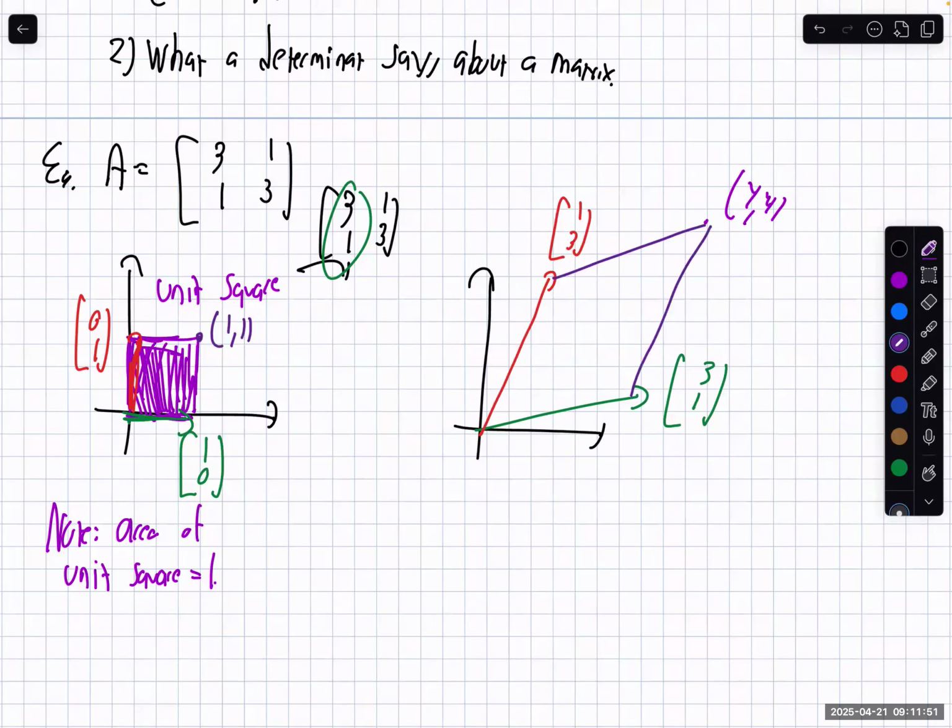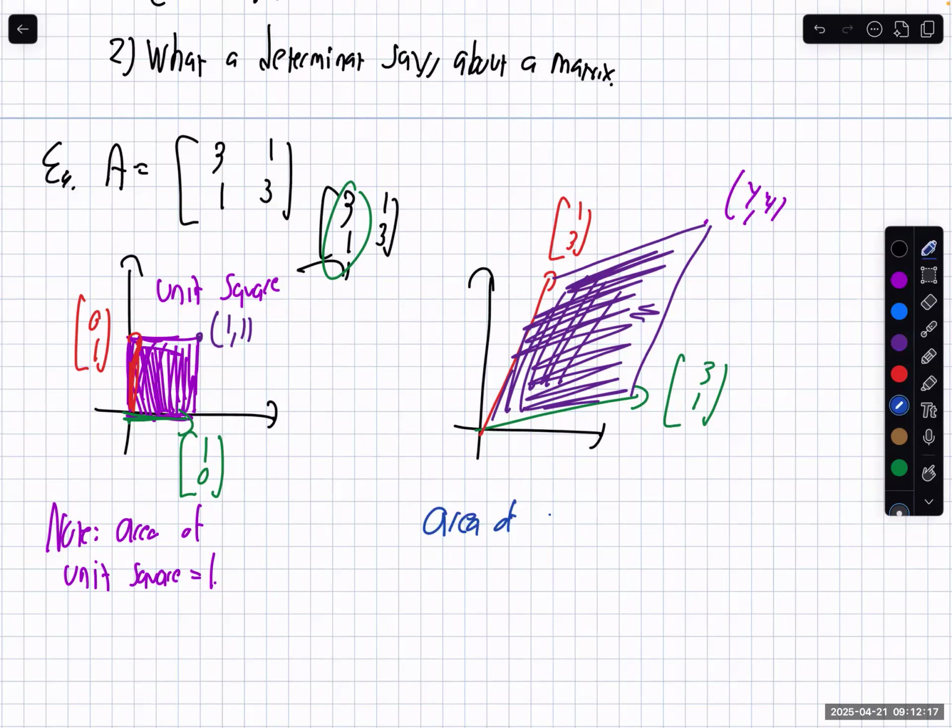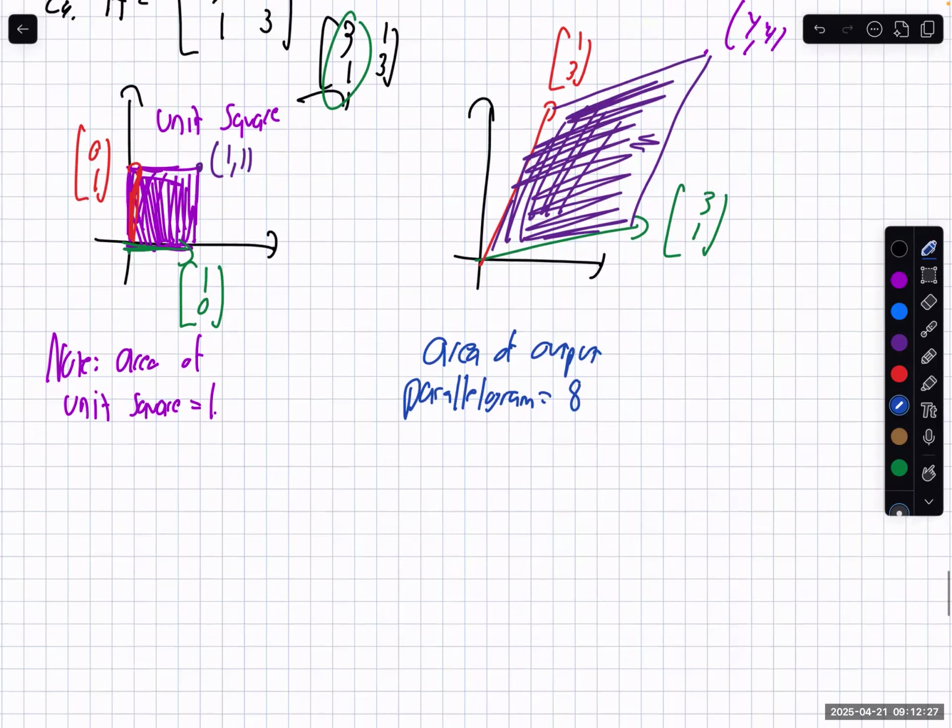So if I fill in the pieces, this input unit square gets mapped to this parallelogram. Okay. And through some geometry that's a little bit too tedious, you can work it out on your own. I'm just going to tell you the punchline. This has an area of 8.